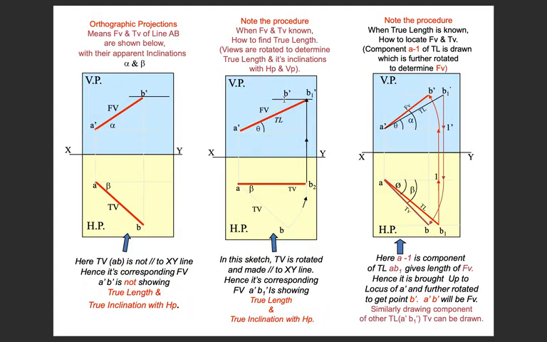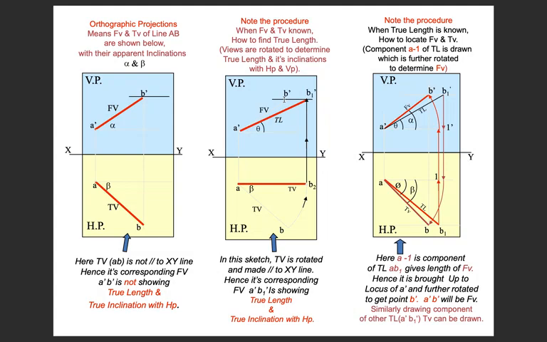There are more orthographic projections here with the apparent inclinations as alpha and beta. Front view and top view of a line AB is shown below with the apparent inclinations alpha and beta. Here the top view AB is not parallel to the XY line, hence its corresponding front view A dash B dash is not showing true length and true inclination with the HP.